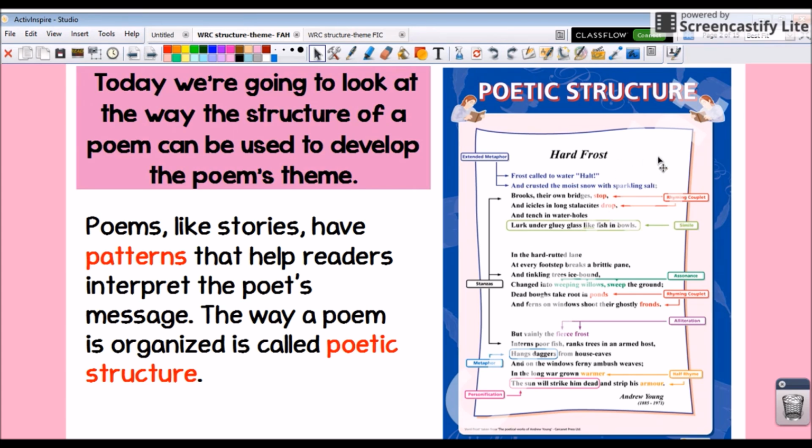So if you look at the example image on the right, you'll see that this poem is broken into three different stanzas. And you can see that the lines are all different lengths. And so all of that, looking at the number of stanzas, how many lines are in each stanza, the length of the lines, are all part of the poem's structure.